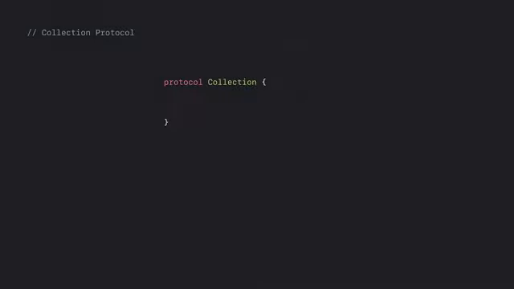So let's start to flesh out the collection protocol. So first we need to represent the element type. Now in protocols we use an associated type for that. Each conforming type needs to set element to be something appropriate.